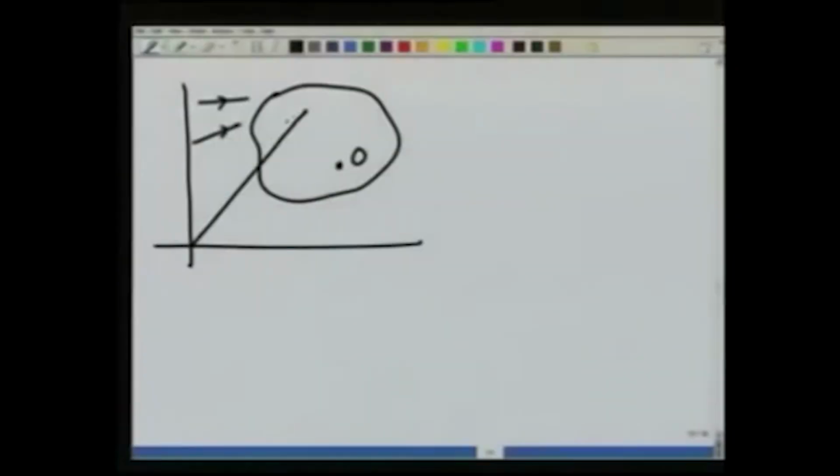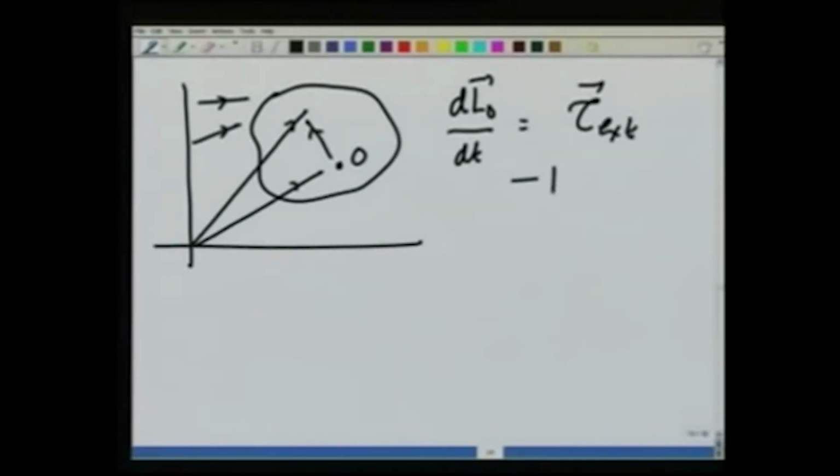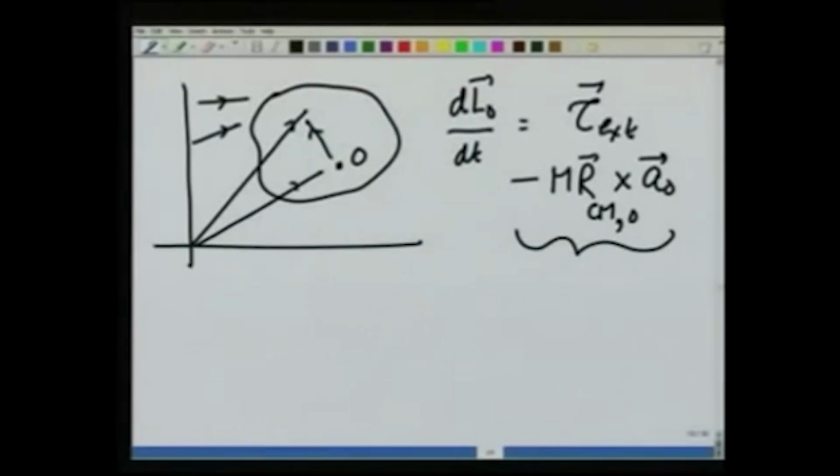Point O could be accelerating, moving, whatever, and when I analyze this, what I find is that dL_O/dt is equal to tau external minus m r of CM with respect to O cross acceleration of O, and I want this term to be 0. I want to choose this point O in such a manner that the last term vanishes, so that with my eyes closed I can always apply dL/dt equals tau external only.